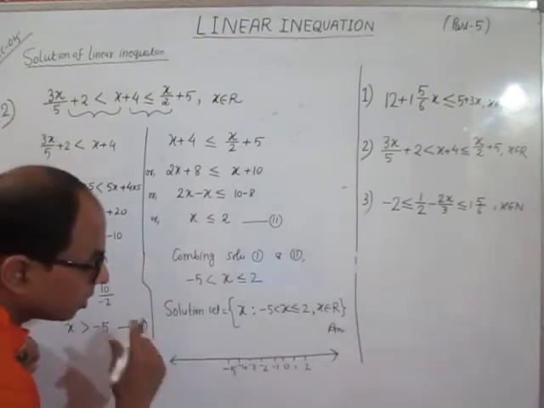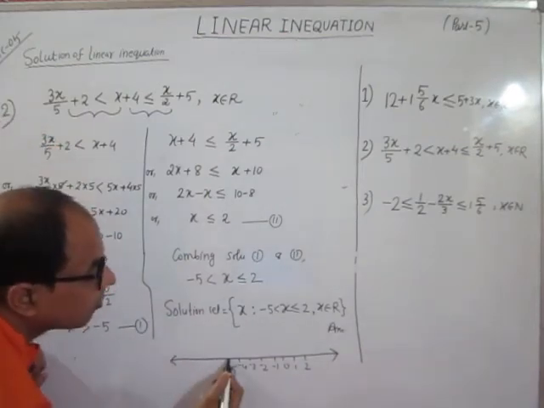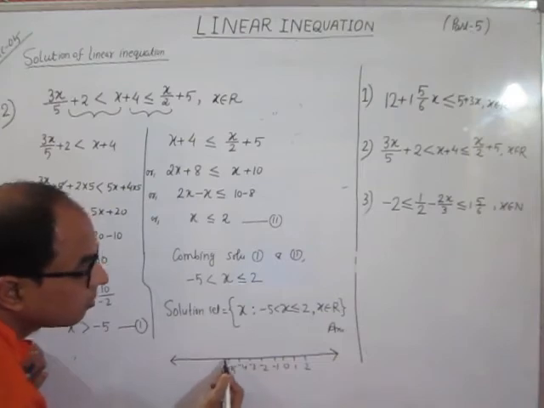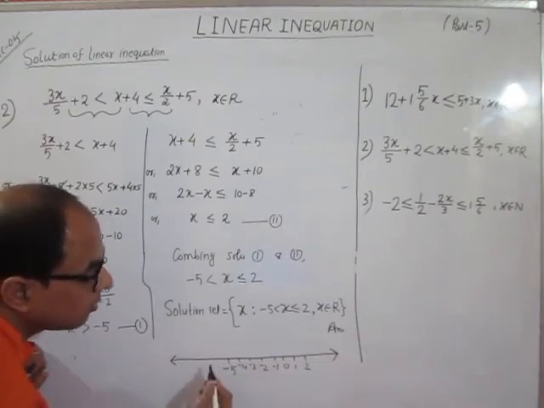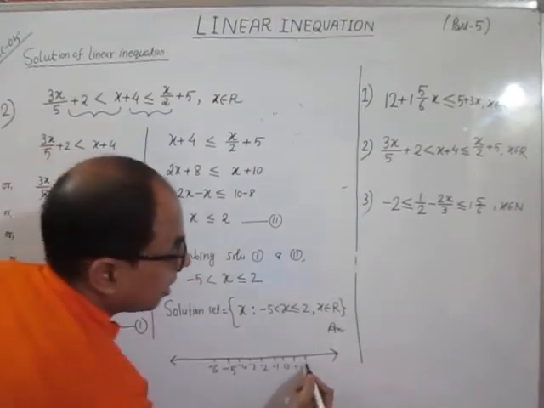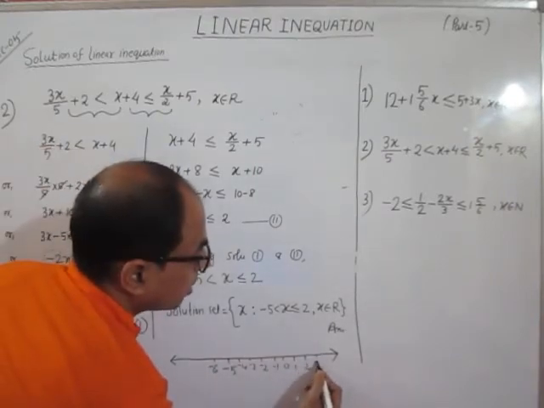And one more thing: about the end point, at least one number on the right hand and one number on the left hand must be there. So on the left we have written minus 6, and after 2 also write here 3. It is compulsory.